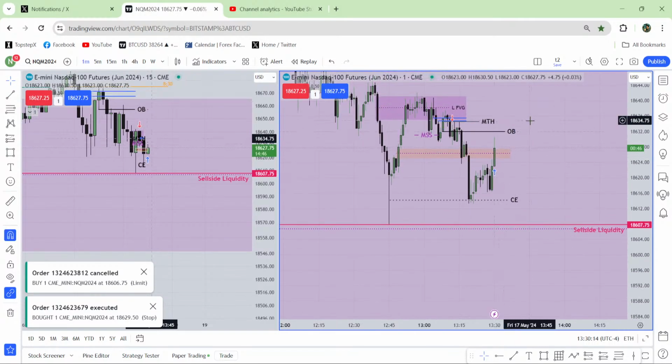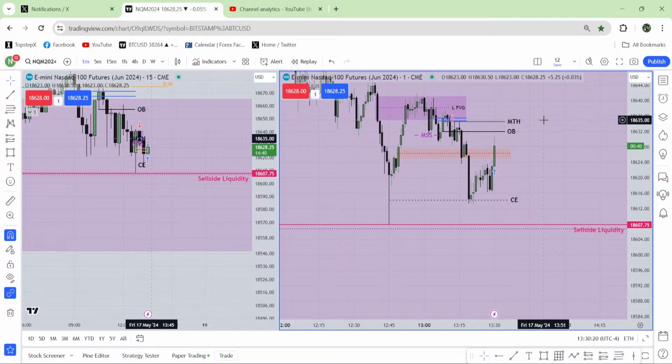Can I take a buy? No, I can't take a buy. Why? I don't have any buy-side liquidity, so I am not interested in taking a buy. I will look for sell only. If I get any sell opportunity, I'll go for that. If I don't get a sell opportunity, I'm not interested in taking a trade. That's all, brother. It's simple logic.